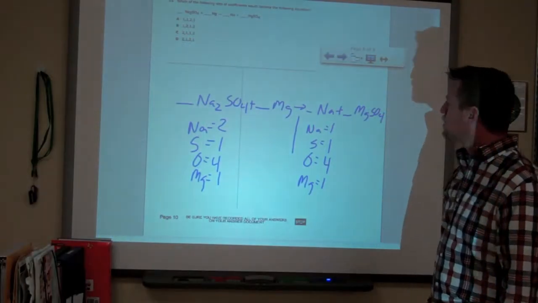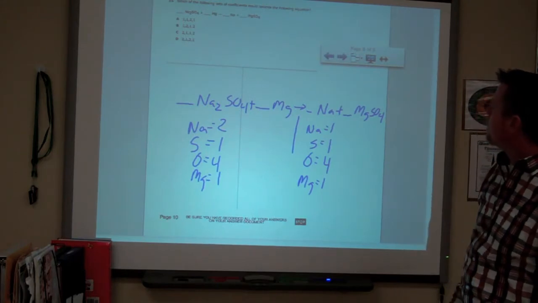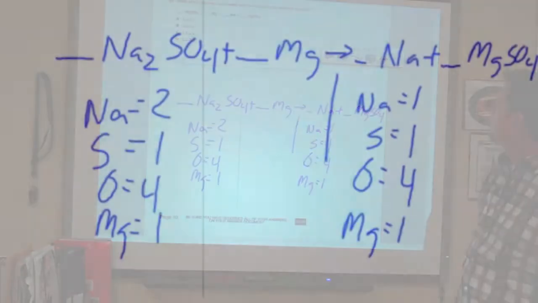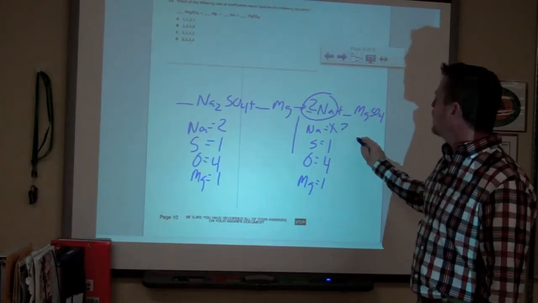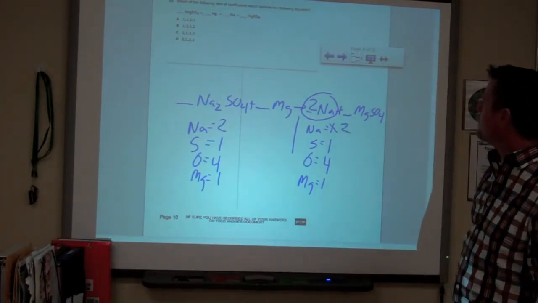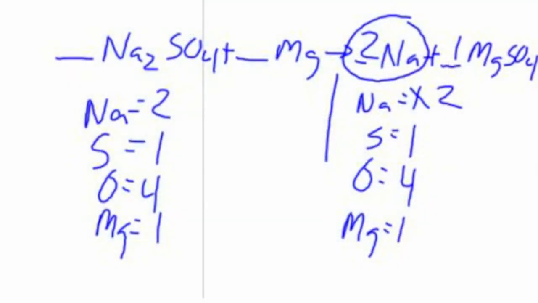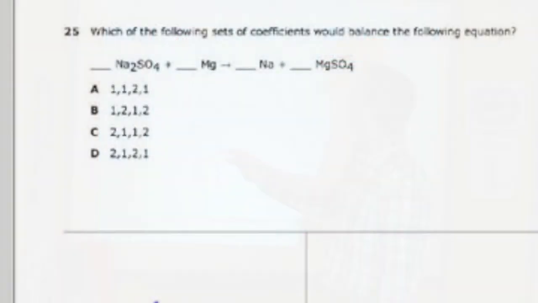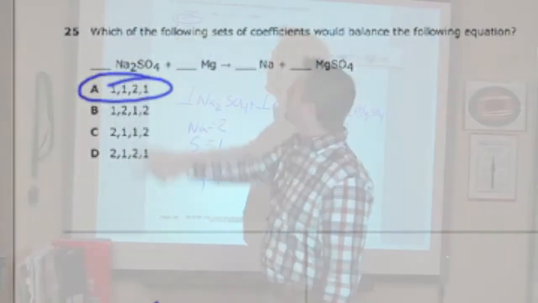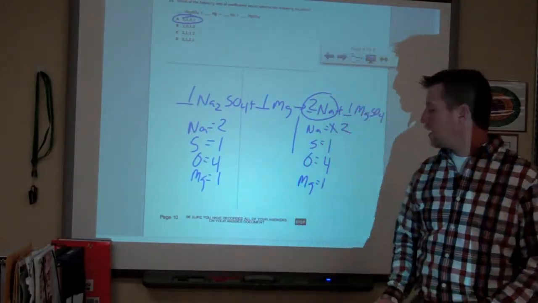So when I look across, everything is balanced except for Na, and that's all by itself. So all I need to balance it is to put what there? 2. So that changes sodium. Everything else was good. So what should I put in the blanks? 1. So 1 everywhere else. So what's my answer then? 1, 1, 2, 1. Good. A. Any questions there? No. Okay, good.